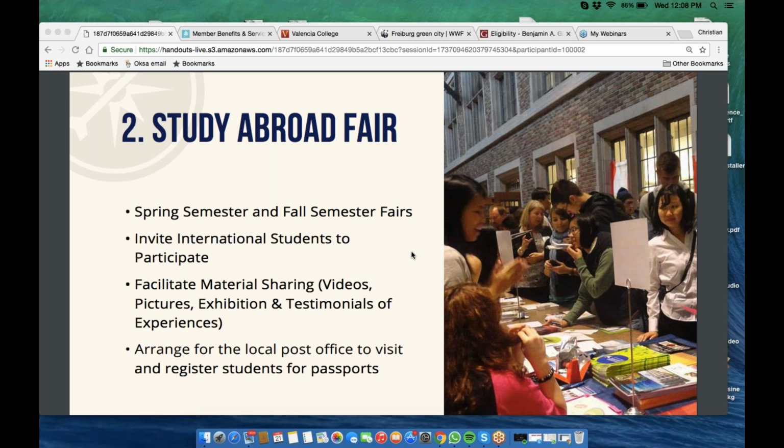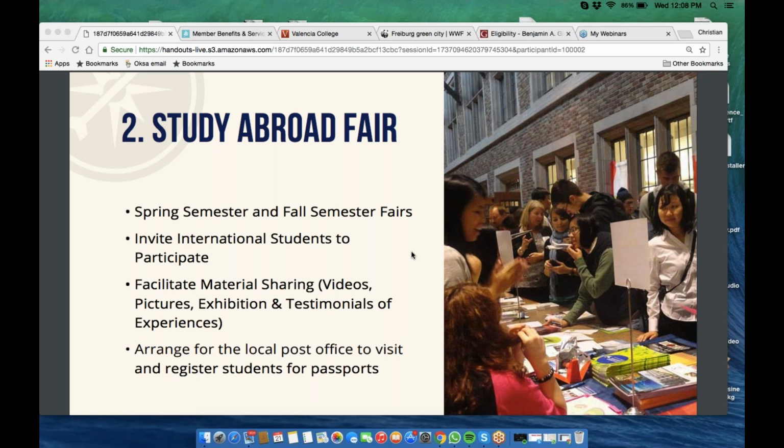You can also, if you have an international student body on your campus, invite them to come be part of the session, and they can share all about their cultures. Many times the international students will prepare dishes from their local countries. They'll wear traditional wear. And then it also provides an opportunity for students who have studied abroad in the past or professors who have led programs in the past, the opportunity to share about their experiences.